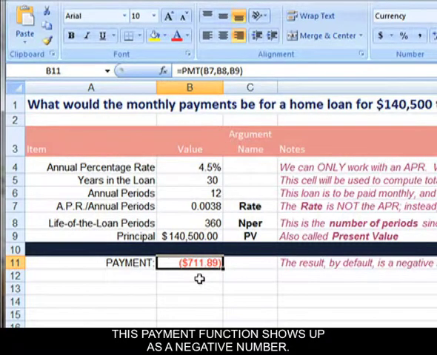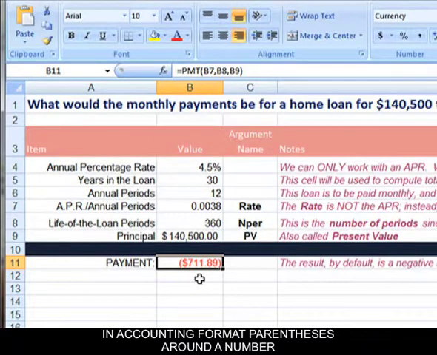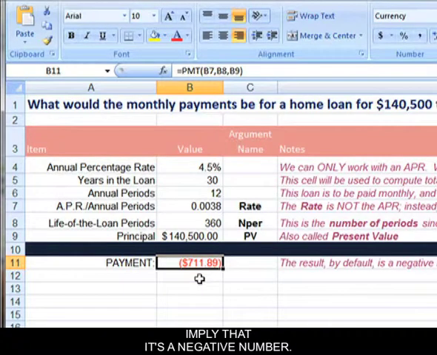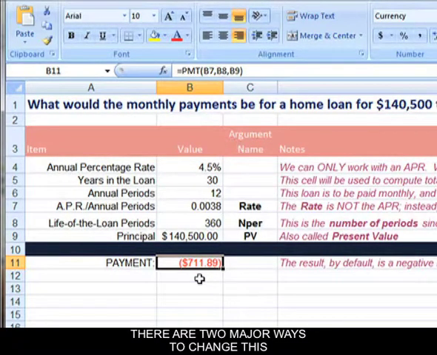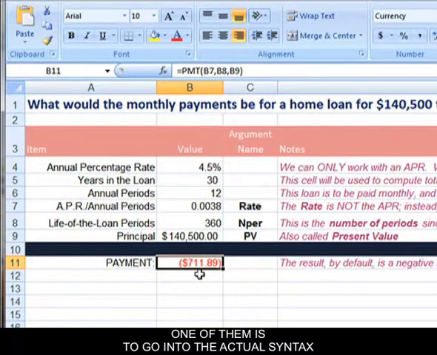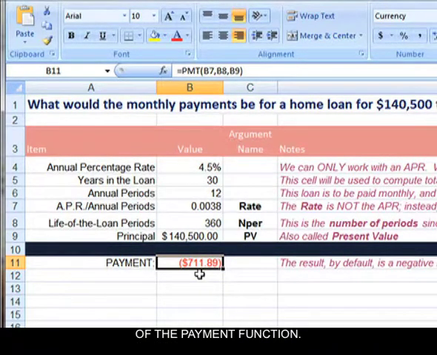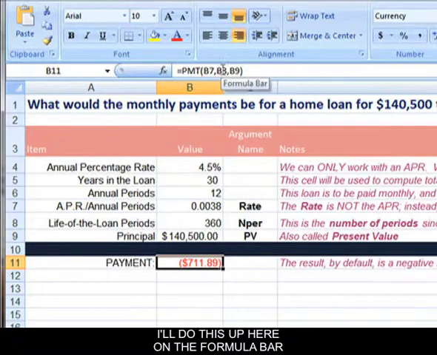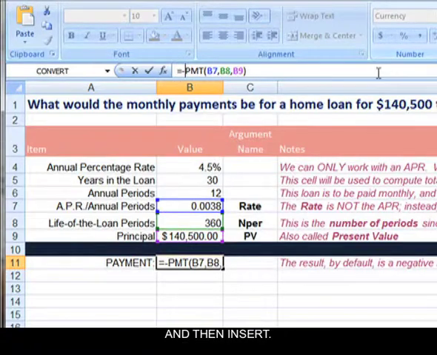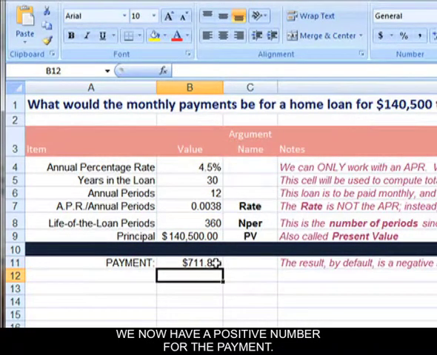This payment function shows up as a negative number. In accounting format, parentheses around a number and the number appearing in red imply that it's a negative number. There are two major ways to change this so it reads as a positive number. One of them is to go into the actual syntax of the payment function. I'll do this up here on the formula bar, and just put a minus sign before the P of PMT, and then insert. We now have a positive number for the payment.